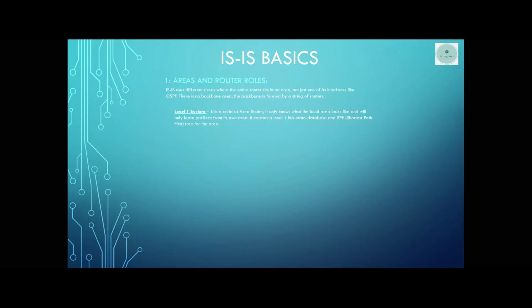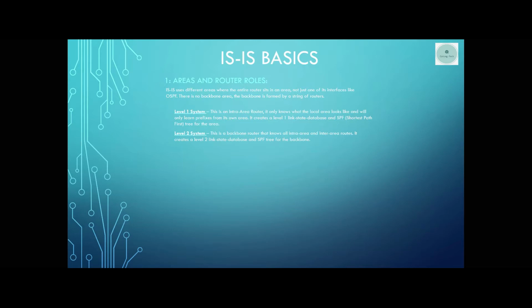So there's a level 1 system, and as it says here, it's an intra-area router. It only knows what the local area looks like, and it will only learn prefixes from its own area. It creates a level 1 link state database and the shortest path first tree for the area. So it can only learn from what is within its own area from a level 1 perspective.